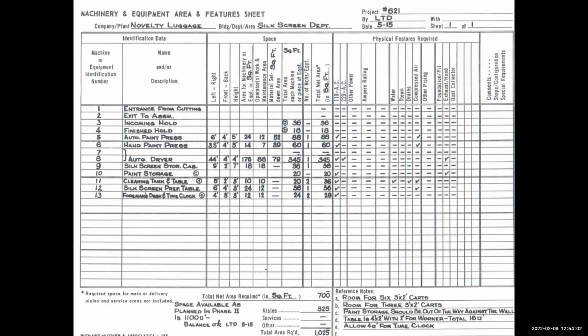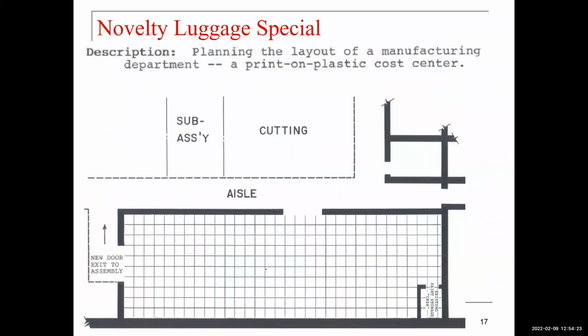So we also have some additional information about the dimensions. Those were shown on the first slide of the example. So here's where you have additional information about the equipment, dimensions, height, area, machinery, operations work, and maintenance area, and so on. So here's the area that we are going to use to design our new layout. This area now has an exit door, a new exit door to assembly right here that was non-existent. And then we also have some space here that is fixed. This is called the existing paint storage area.